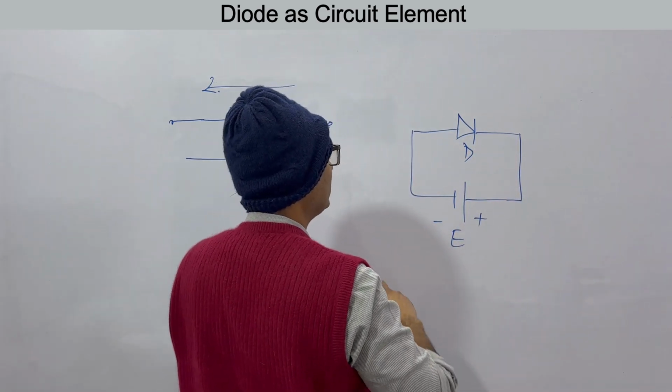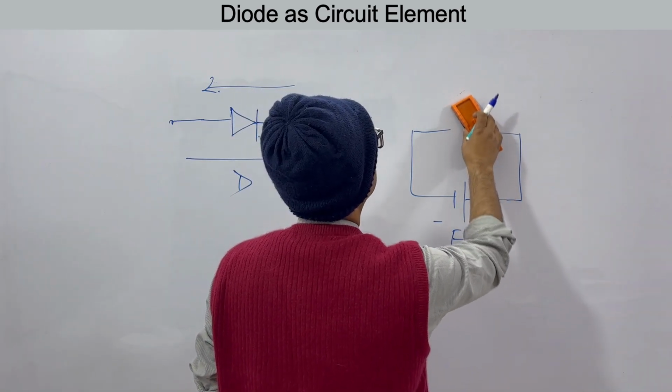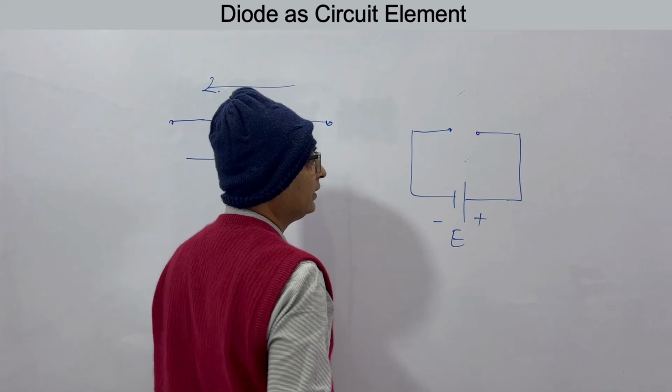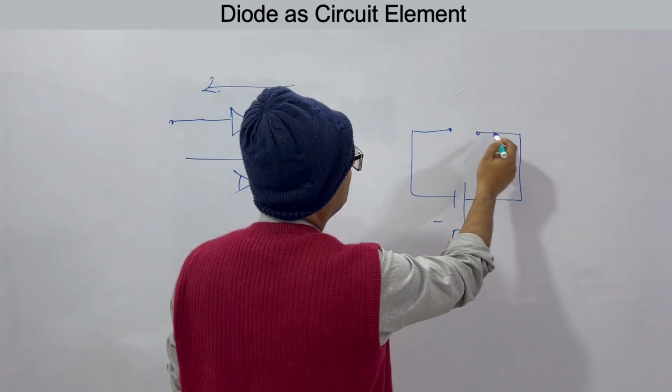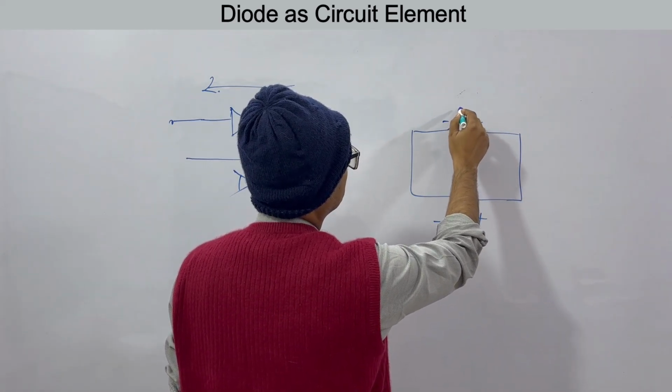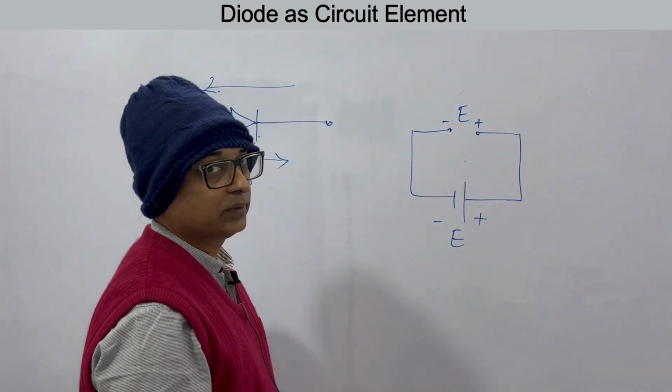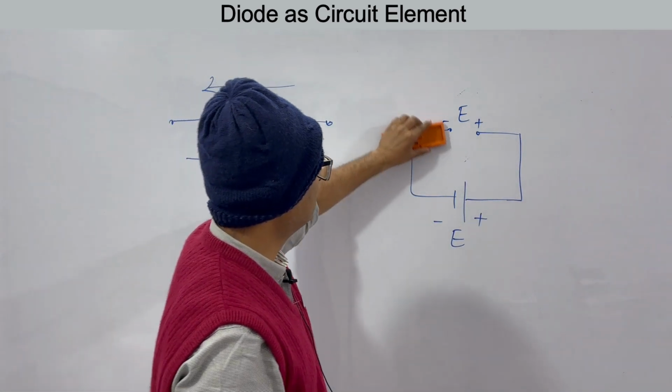When current is not flowing, you can assume it to be like this, an open circuit. Open circuit means this voltage appears here, this voltage appears here. So this is the voltage across the diode when it is reverse biased.